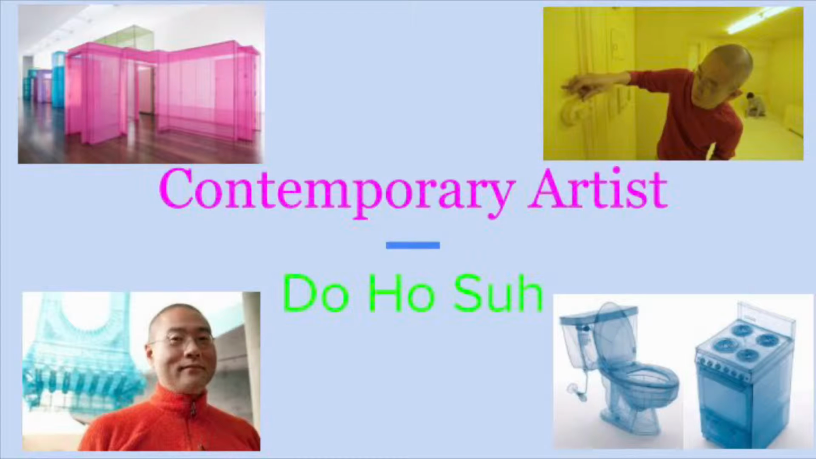This is my contemporary artist, Ho Suh. Here on my first slide I have 4 images of Ho Suh and some art pieces. The first image at the top left is an art piece from Almost Home, which I later talk about more in detail. The second image at the bottom left is an image of Ho Suh himself posing in front of one of his works of art.